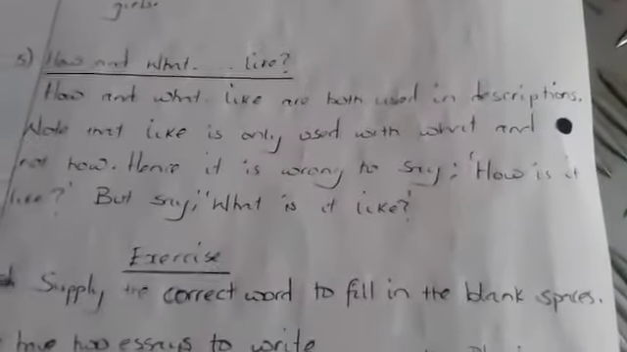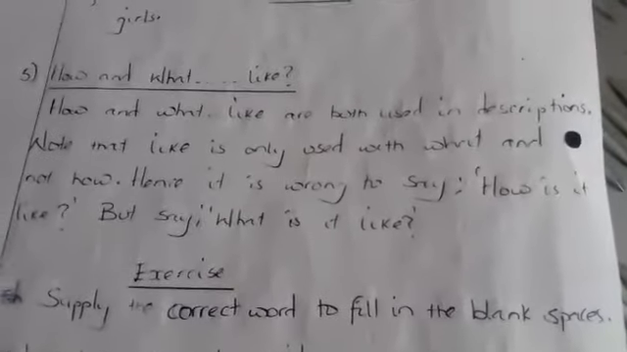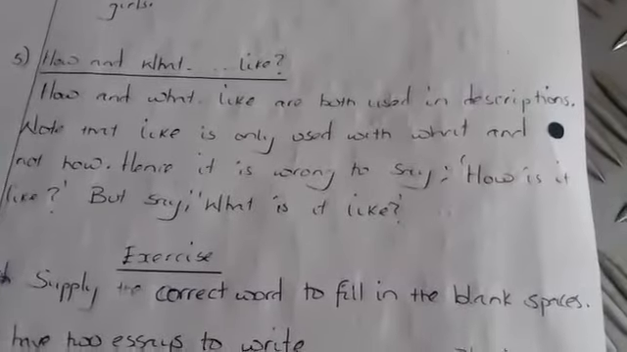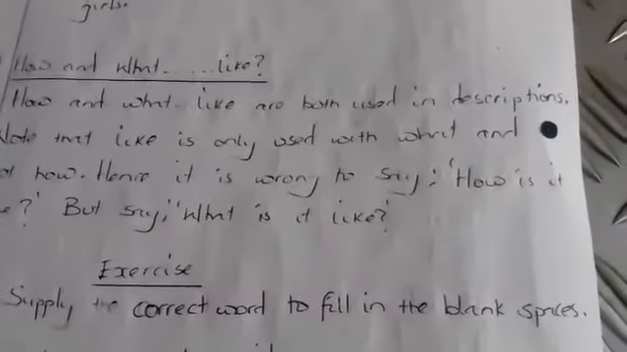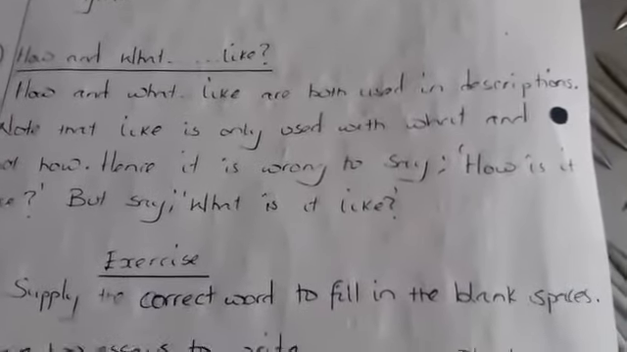And then how and what like, we said we use these two words in descriptions when you're describing something. But the only difference is like goes with what and it doesn't go with how. So you can say what is it like, and you should not say how is it like. I hope we've learned something from today's lesson.